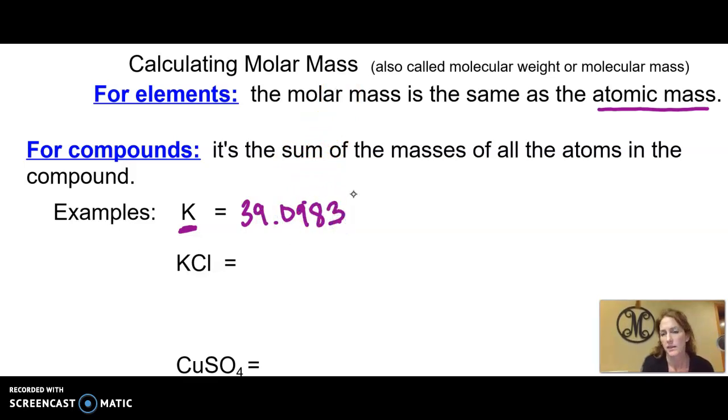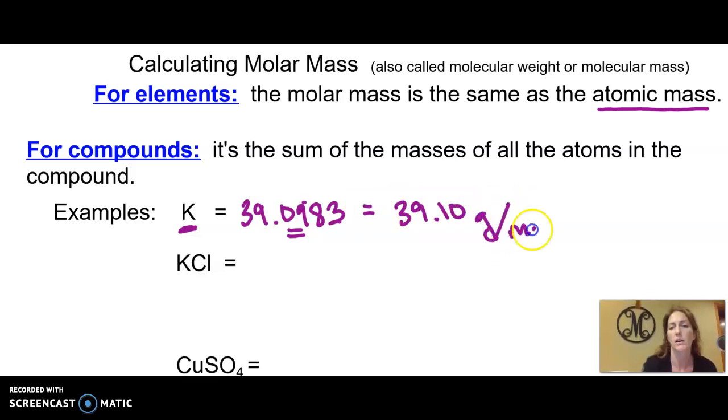So the rule for us is we're going to go to 2 decimal places from here on out with these masses on your periodic table. If there's not 2 decimal places, for example, if you look at lead, which is number 82 in the periodic table, lead has a molar mass of 207.2, then just use the 1 decimal place. But we're going to round to 2 decimal places. So for potassium, it's 39.10 grams per every mole of potassium.